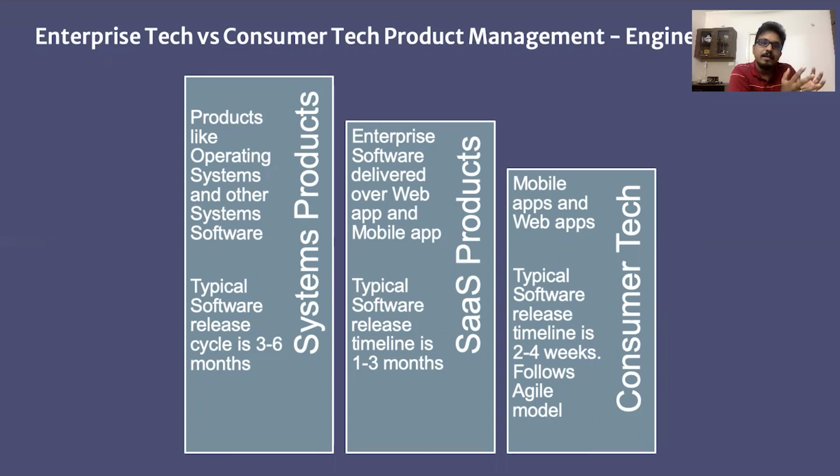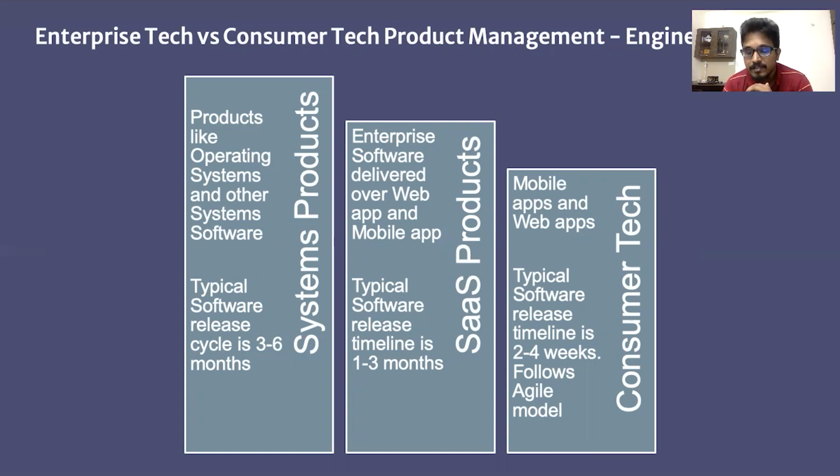One is systems products, the other one is SaaS products, right? If you look at a systems product, typically the software is released once every 3 to 6 months. This is not a hard and fast rule, but a typical software release for a systems product would happen once every 3 to 6 months. Systems products include operating system products and other software like virtualization software, for example, from VMware. So these all fall under systems products.